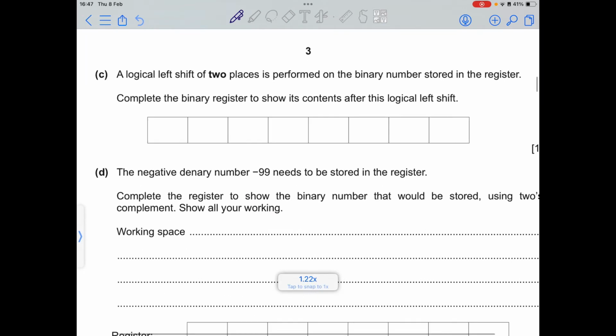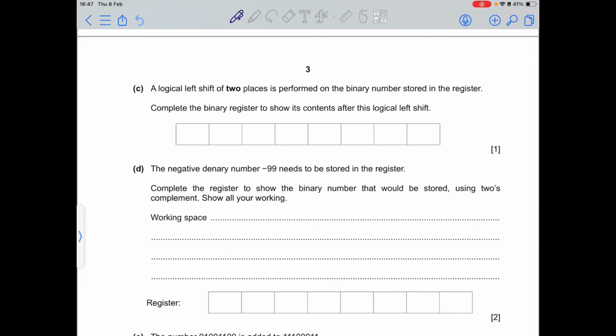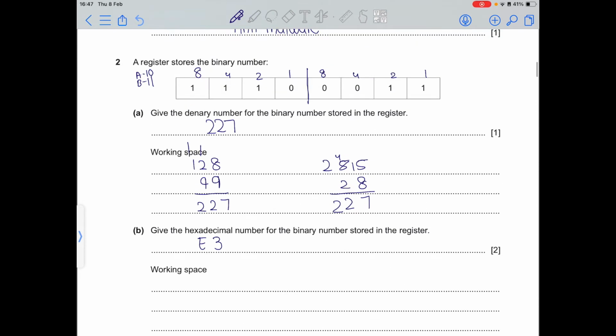A logical shift of 2 places is performed on the binary number stored in the register. Complete the binary register to show its content after this logical left shift. You're shifting it towards the left. That means towards this section. Be careful about that.